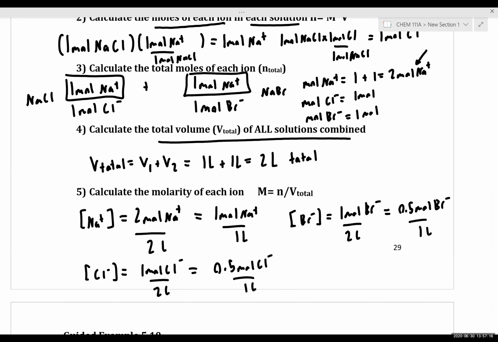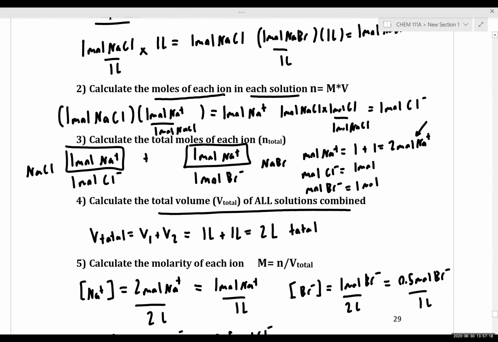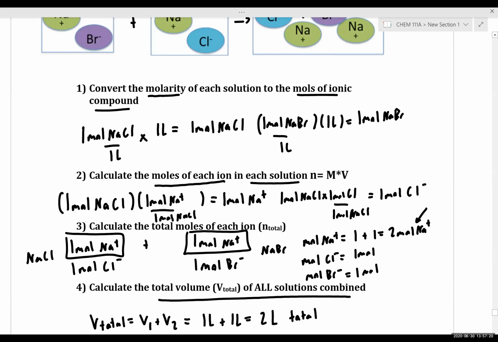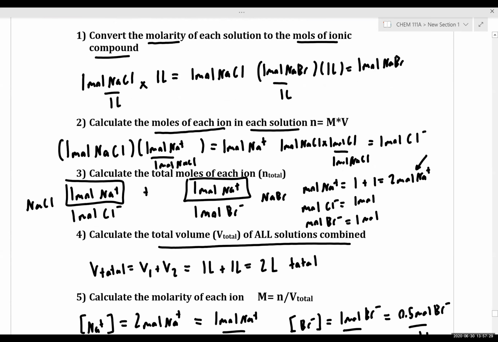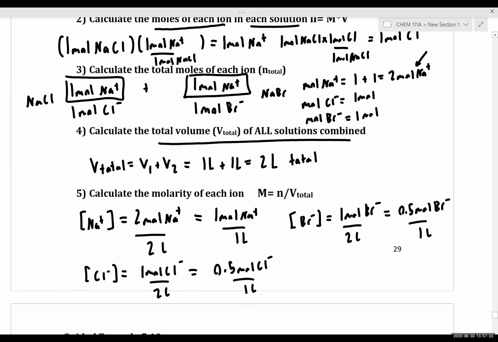Does this make sense to everyone? So first, just following through, you calculate the moles of each ionic compound. You calculate the moles of each ion using the formula. You calculate the total moles of each ion. Then you calculate the total volume, and the molarity of each ion is just the total moles over the total volume.